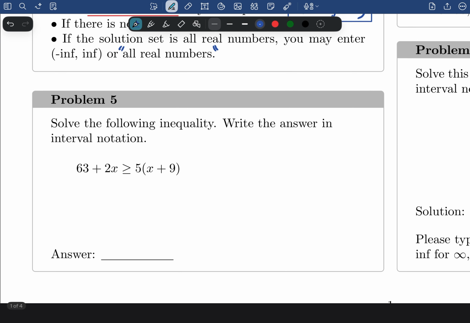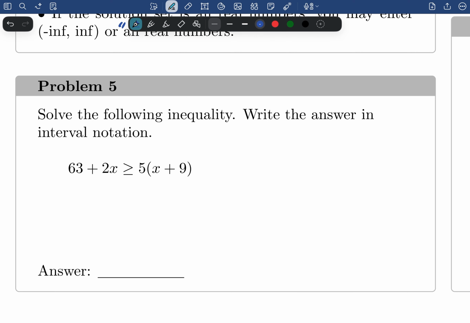Let's move on to problem number 5. Solve the following inequality. Write the answer in interval notation. So I see 63 plus 2x is greater than or equal to 5 times x plus 9. And I immediately want to distribute.